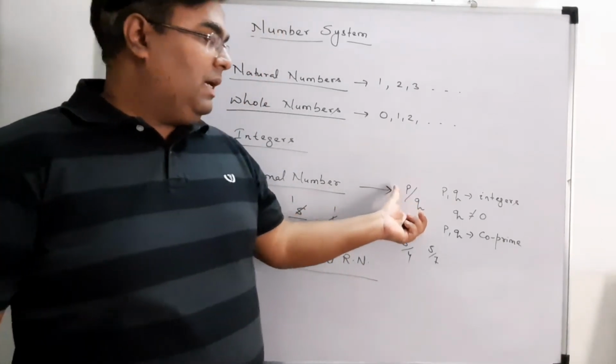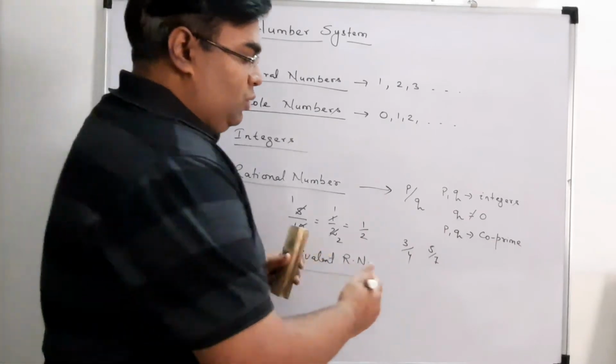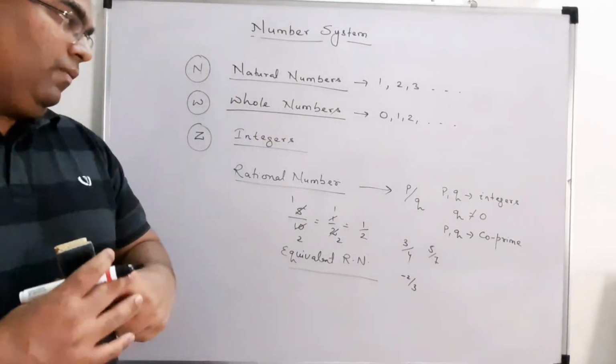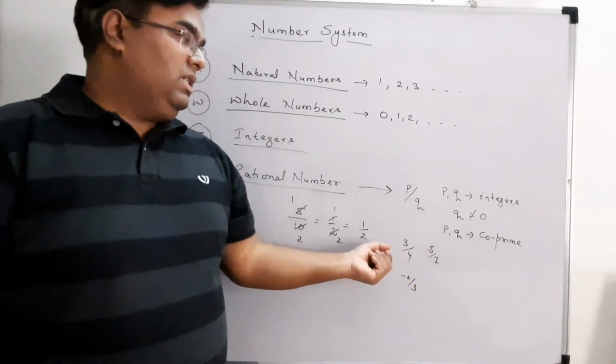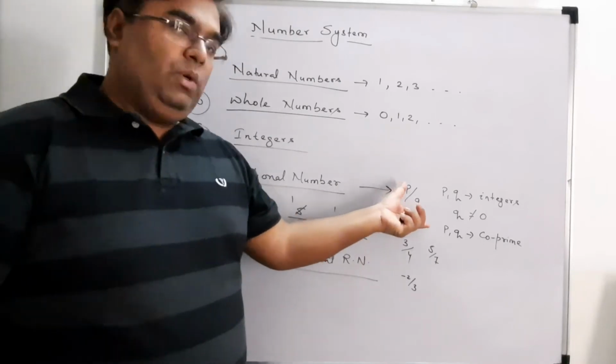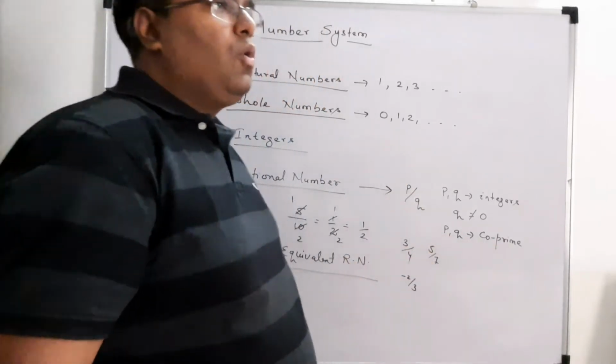What are P and Q? P and Q are integers. They can be negative also, like -2 by 3. The condition is that Q should not be equal to 0, and P and Q should be in the standard form. So P and Q, we call them co-prime.